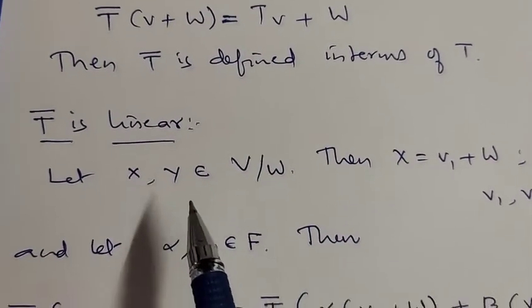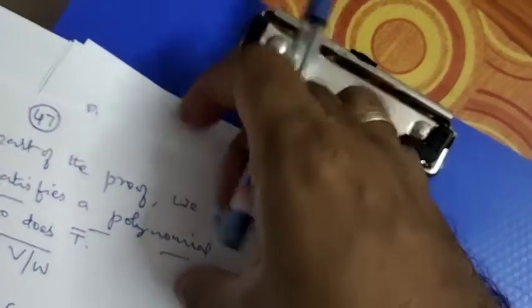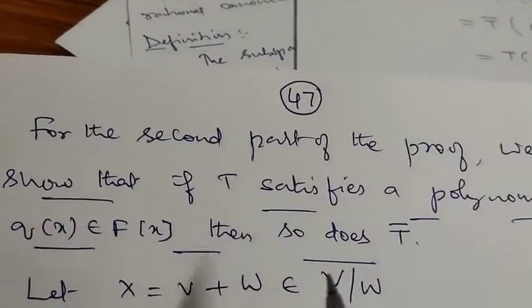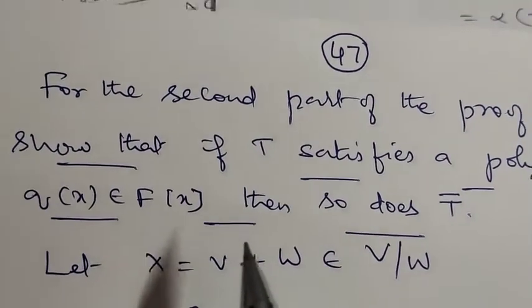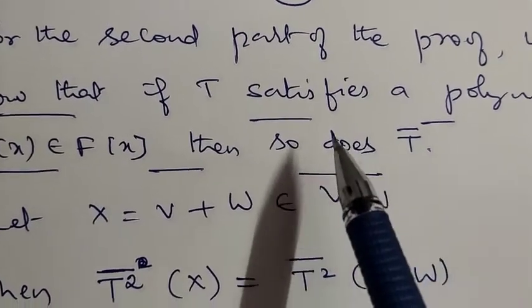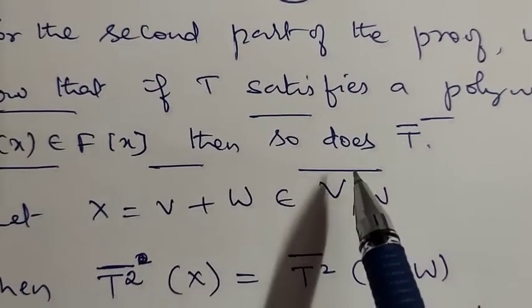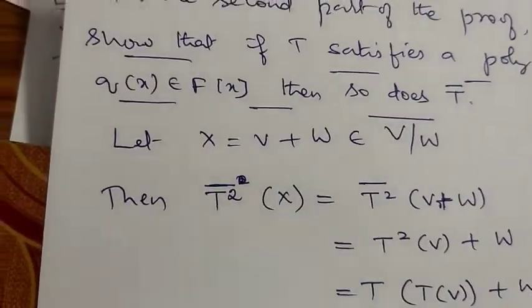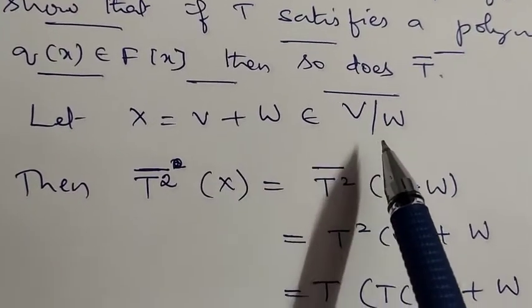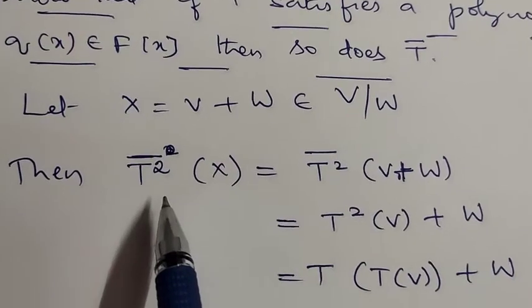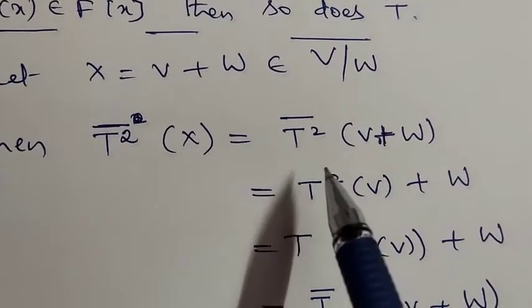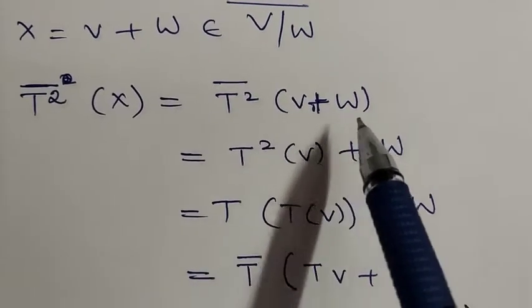One part is over. Next, let's come to the second part. We have to show that the minimal polynomial of T bar divides the minimal polynomial of T. For this, first we show that if T satisfies a polynomial q of x belonging to F of x, then so does T bar. That means if T satisfies some polynomial, then T bar also satisfies that polynomial. First we will prove this. Let x equal v plus W be any element of V by W. Now consider T square bar of x, which is equal to T square bar of v plus W.